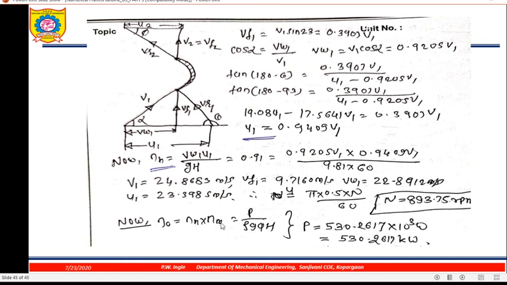So in this way we have completed the numericals for turbines. So we stop here.